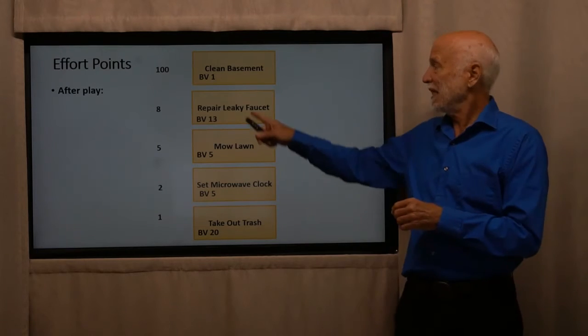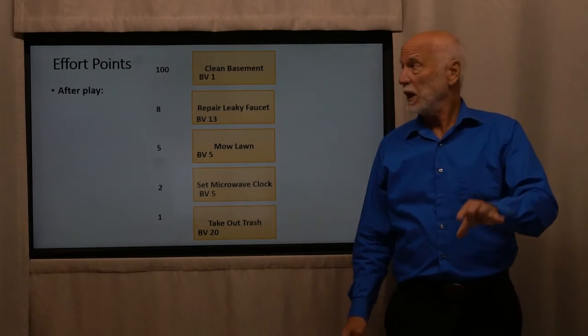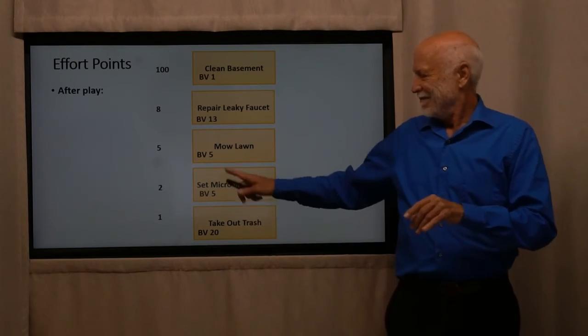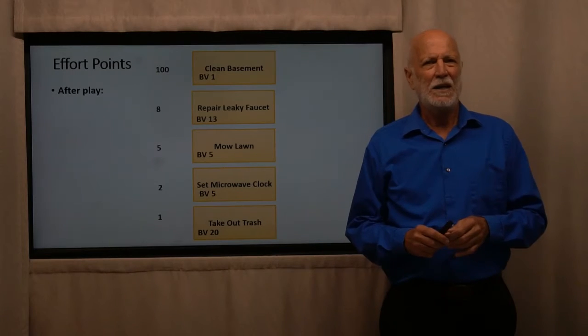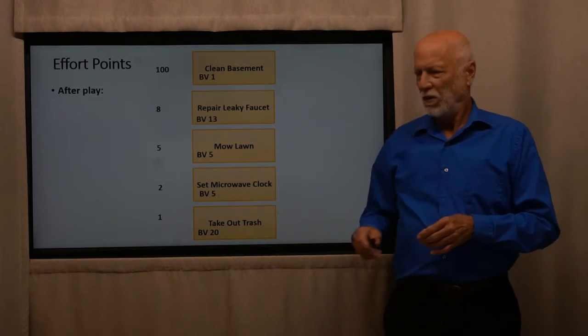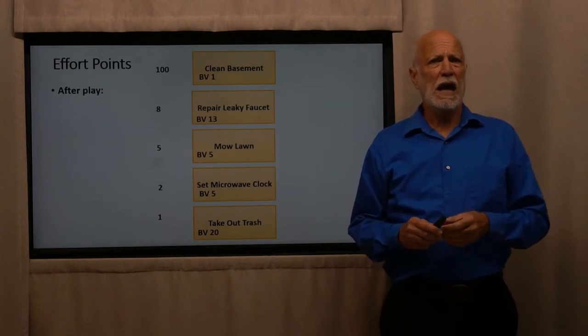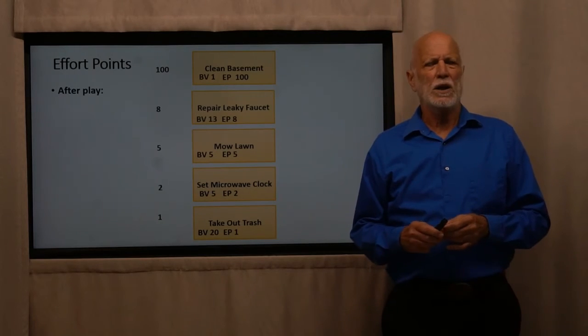And we assign cleaning basement, hasn't been done for a while, for a few years, so that's 100, and taking out the trash is a 1. Microwave clock, well, you gotta find the manual so you know how to do it. And ditto for repairing leaky faucet and so forth. There's our effort points. And we write those down on the card.